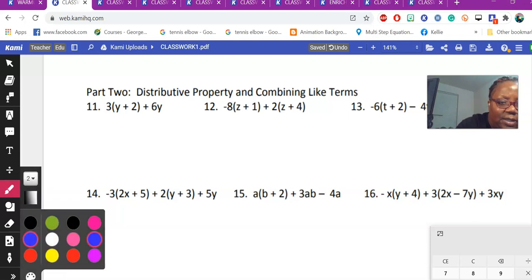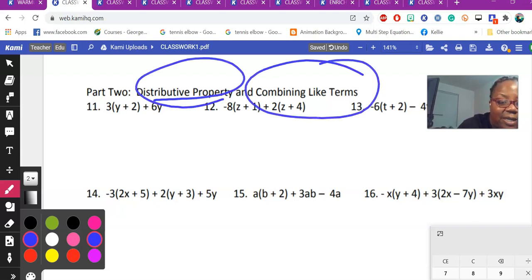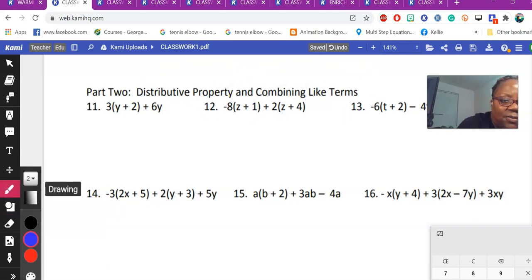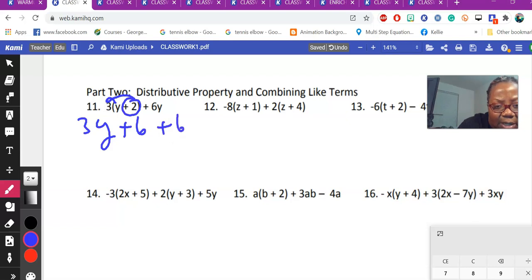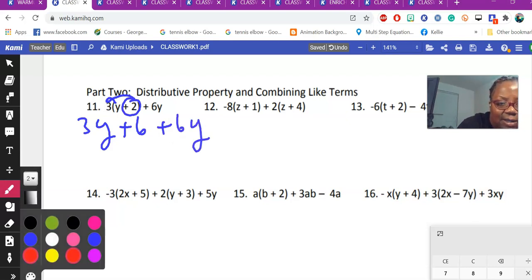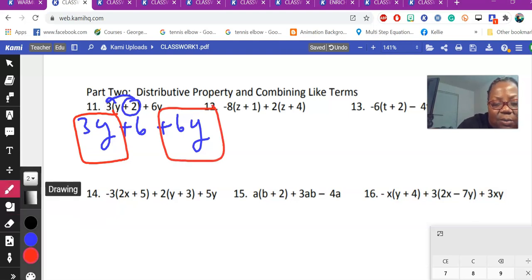All right, here we go. For number 11, I'm first going to distribute. Remember, this is distributive property and combining like terms, which means we have to distribute first. I have 3 times y, that's going to give me 3y. And 3 times a positive 2 is going to give me positive 6. And outside the parentheses, I'm just going to bring down that 6y. So now I can combine like terms. As you can see, you have y family members. Those are both positive. We're going to add them together. 3 plus 6 is going to give us 9y.